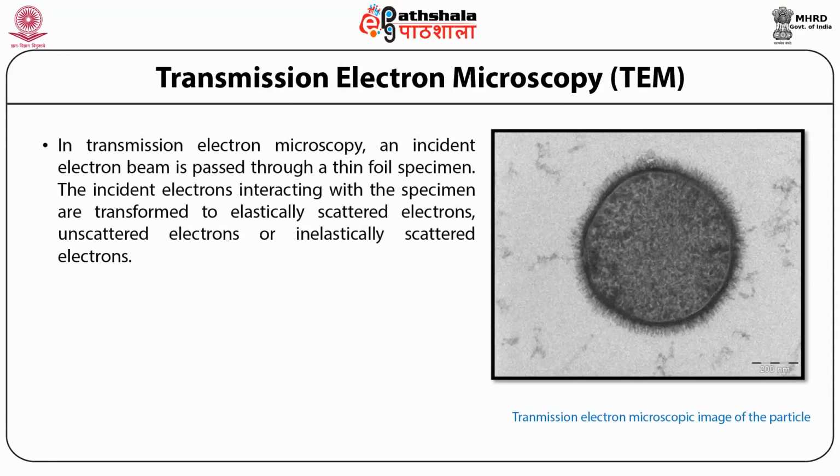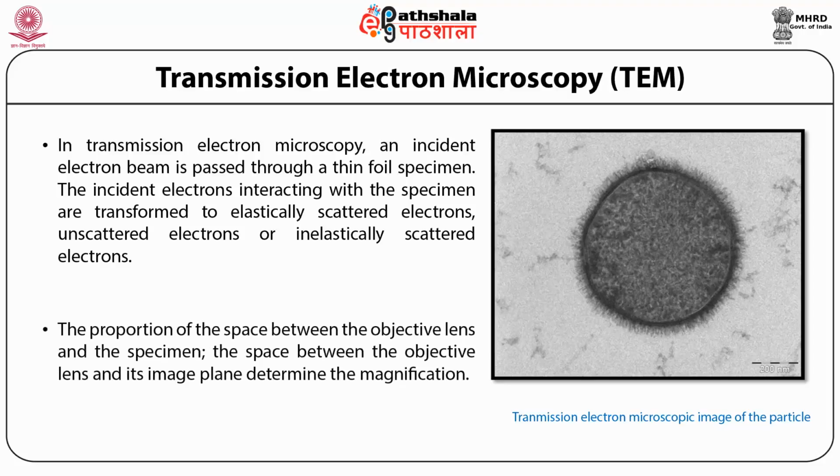Now in transmission electron microscopy, an incident electron beam is passed through a thin foil specimen. The incident electrons interacting with the specimen are transformed to elastically scattered electrons, unscattered electrons, or inelastically scattered electrons. Now the proportion of the space between the objective lens and the specimen, and the space between the objective lens and its image plane, determines the magnification. You can clearly see the image which is being shown on the screen.